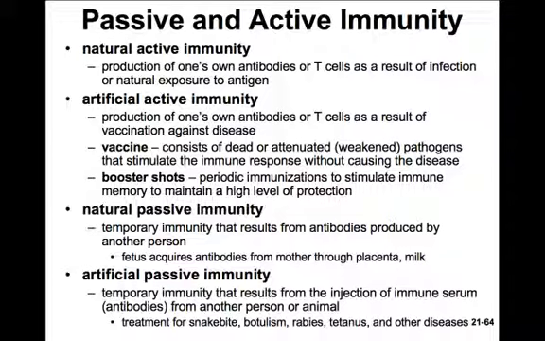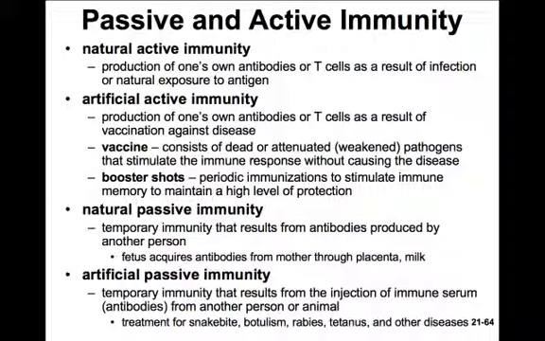Then we can have artificial active immunity. This is a vaccine. We produce our own antibodies or T cells as a result of a vaccination against a disease. The vaccine consists of dead or attenuated, which are weakened pathogens. They stimulate an immune response without causing the disease. We'll have periodic booster shots to stimulate the immune memory to maintain a high level of protection.